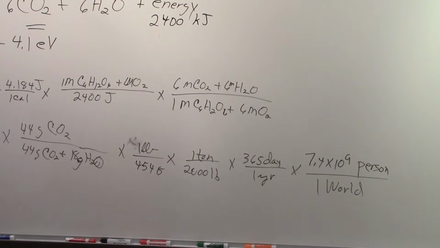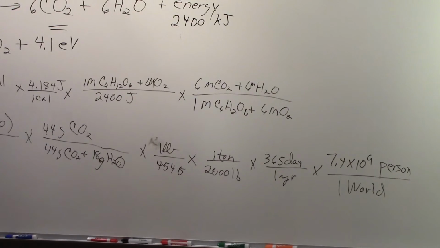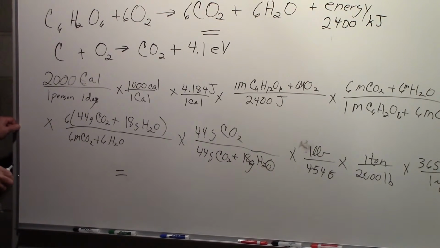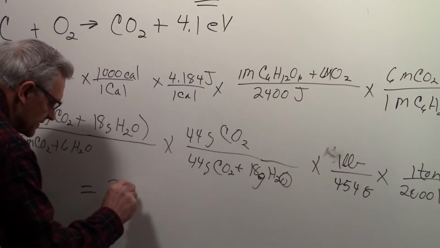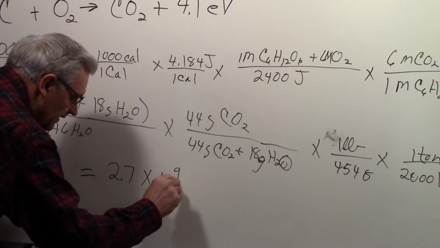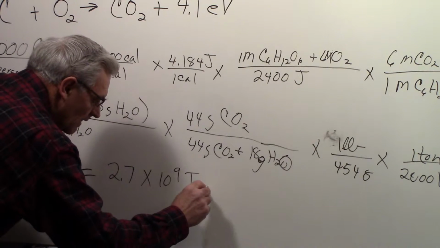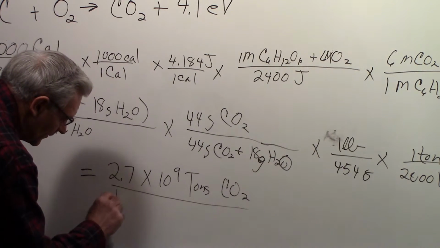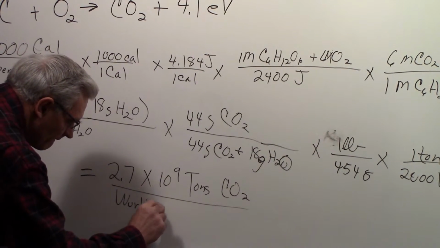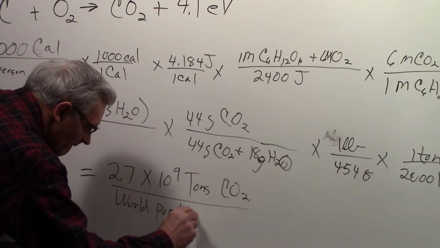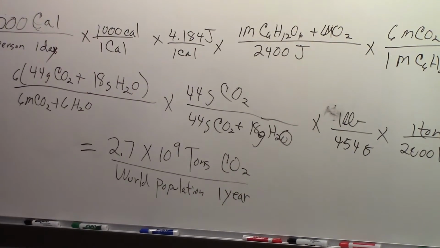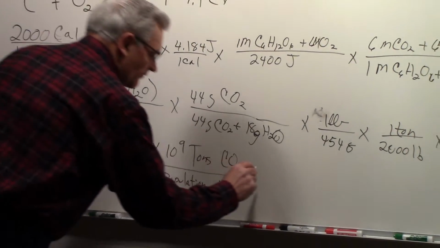So if you multiply this all out through, you'll find that the number of tons produced by the world population is 2.7 times 10 to the 9th tons CO2 for the world population in 1 year, per year. So it's roughly 3 billion tons.